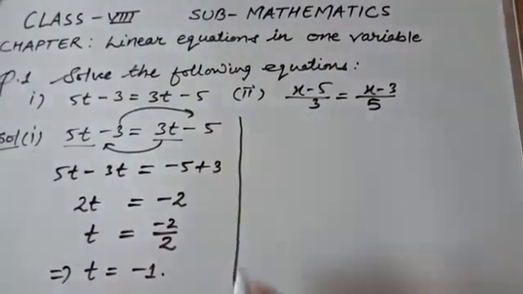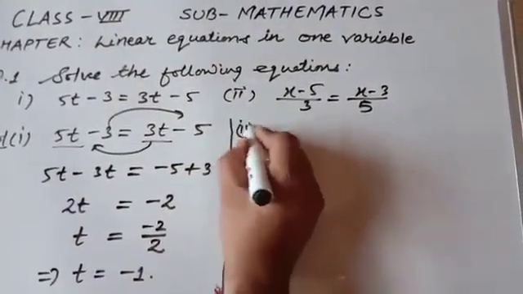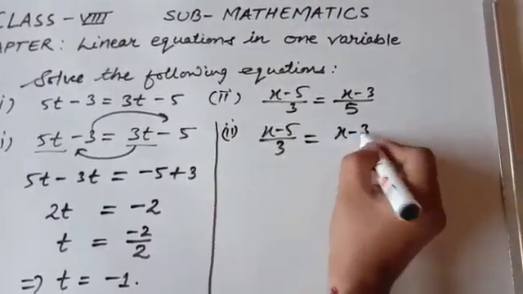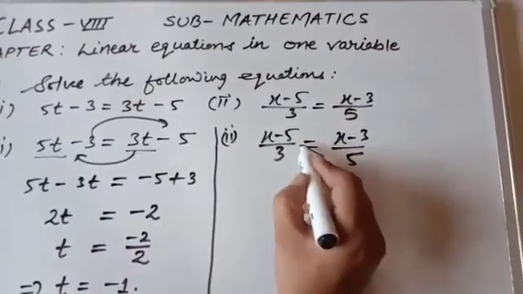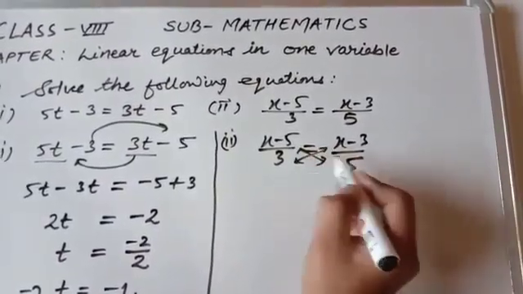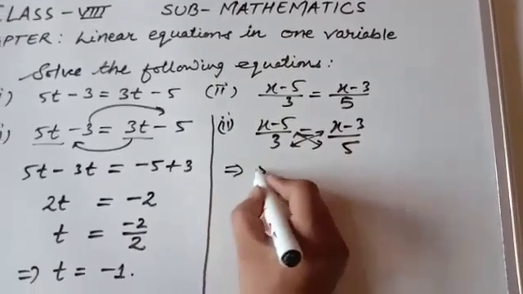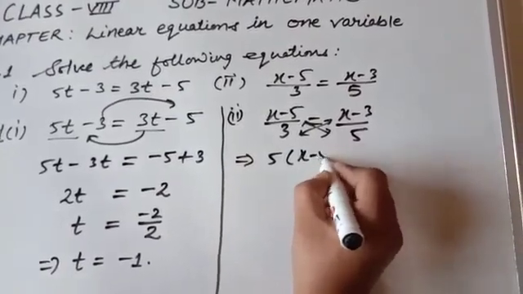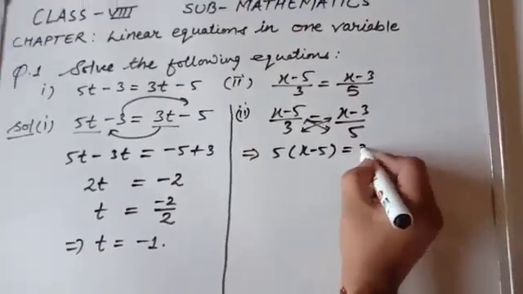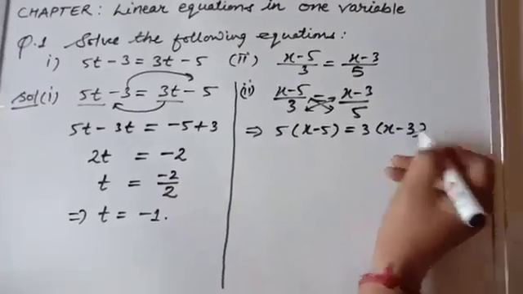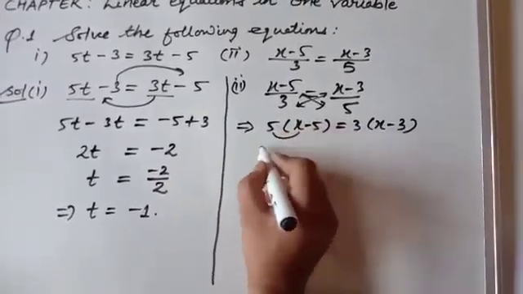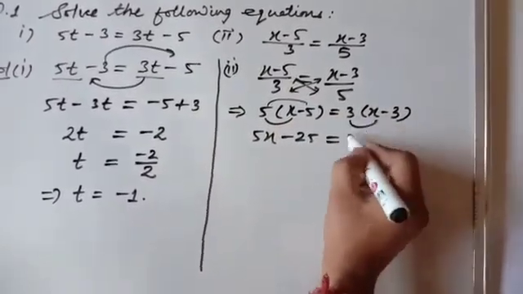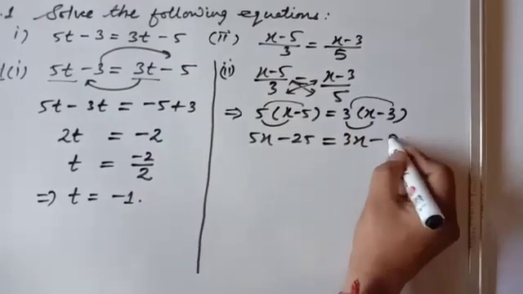Now we will solve the second linear equation, that is (x minus 5) upon 3 is equal to (x minus 3) upon 5. So first we cross multiply 5 and 3. So this gives 5 into (x minus 5) is equal to 3 into (x minus 3). Now we multiply: 5x, and 5 fives are 25. 3 into x is 3x, and 3 threes are 9.